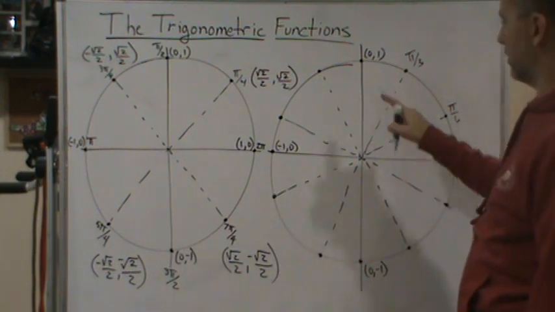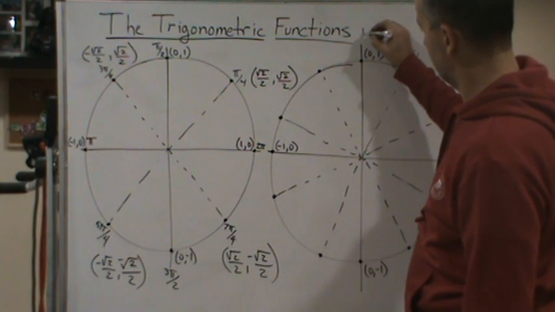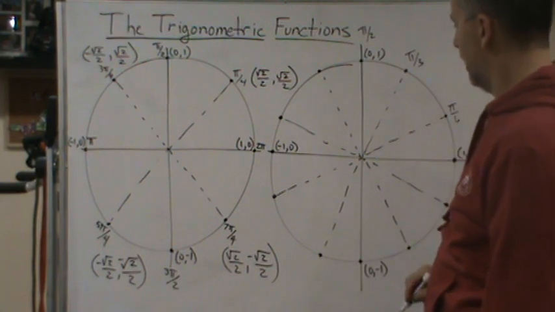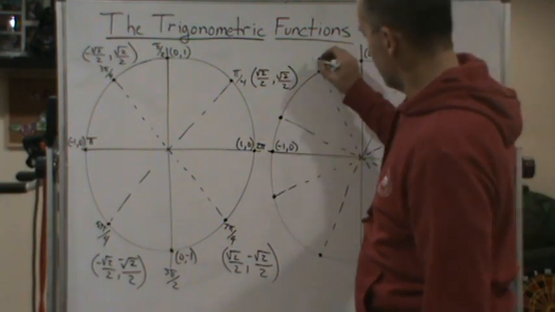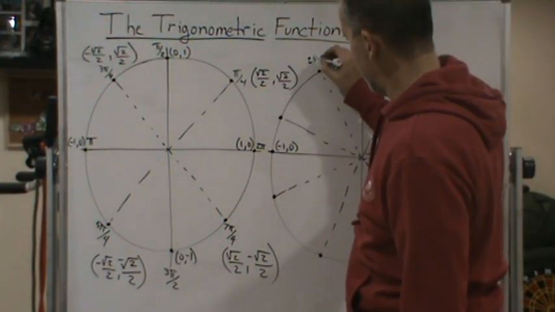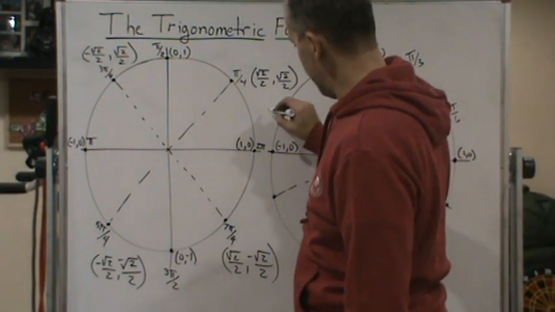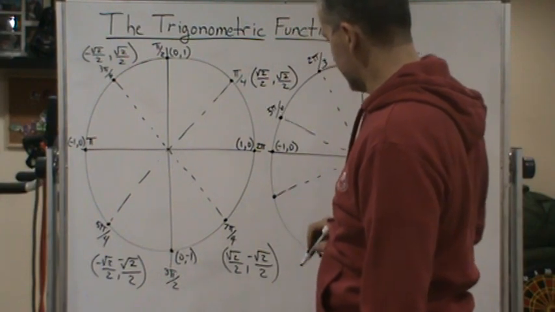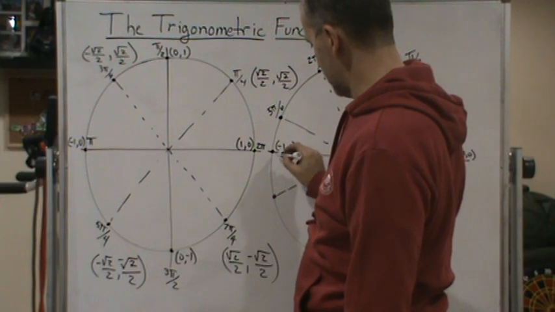Okay. And this is going to be 3 pi over 6 or pi over 2 like we saw over there. Right, so we already know what that is. And then we get 3 pi over 6. This will be 4 pi over 6 or 2 pi over 3. And this will be 5 pi over 6. And then of course we get to 6 pi over 6 or just pi.